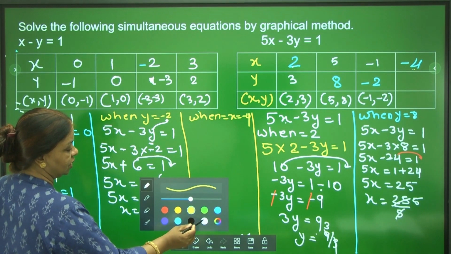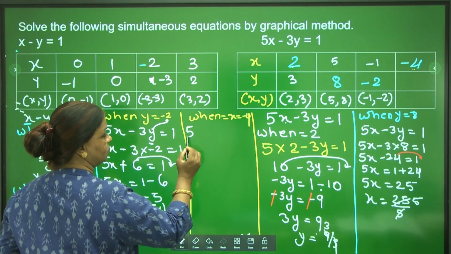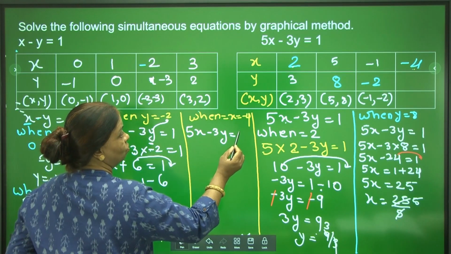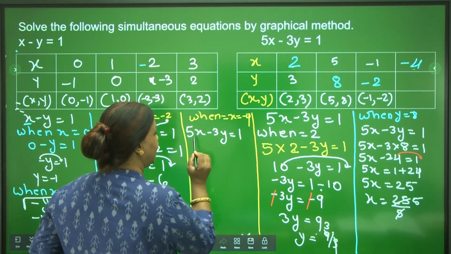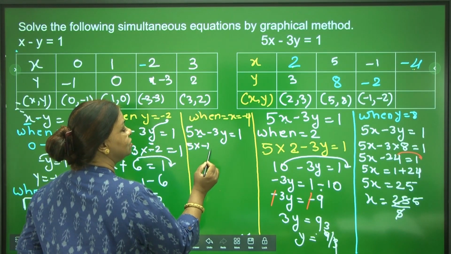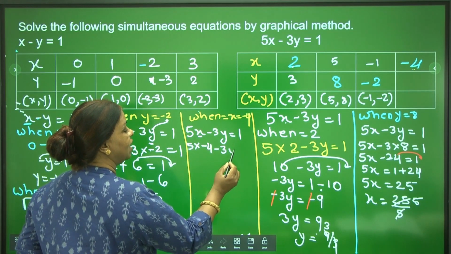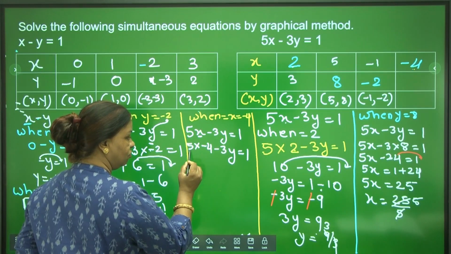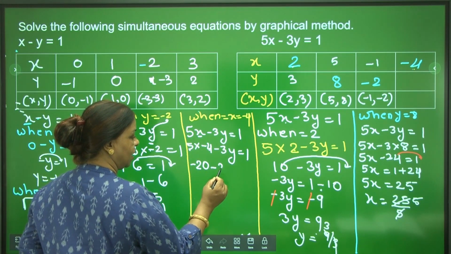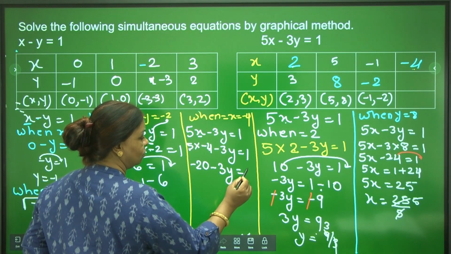My equation is 5x minus 3y is equal to 1. So in place of x I will be writing minus 4. So 5 into minus 4 minus 3y is equal to 1. 5 4s are 20, that is minus 20, minus 3y is equal to 1.